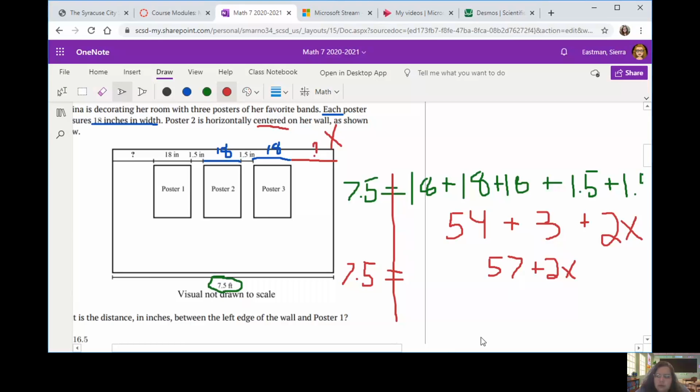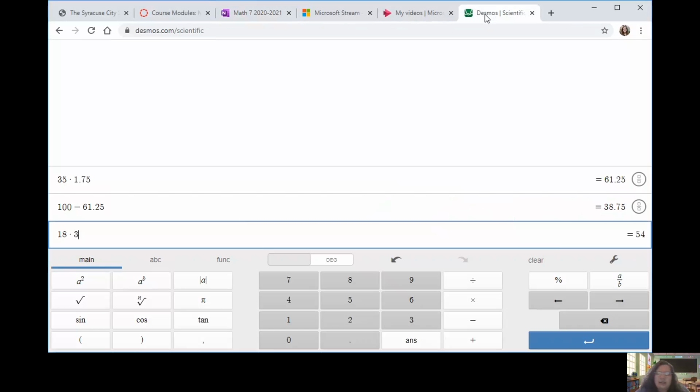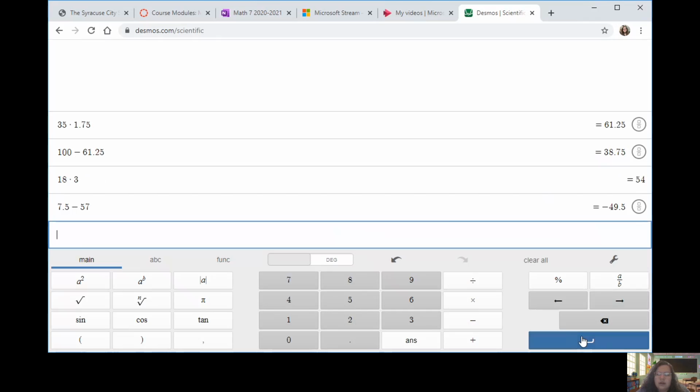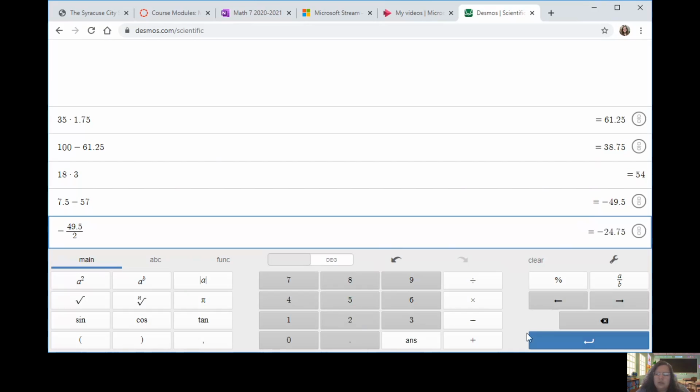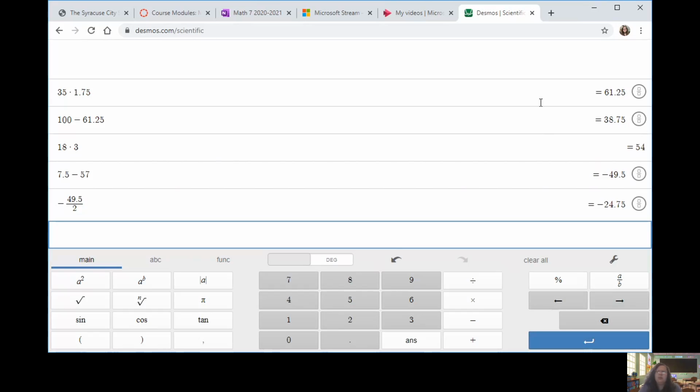I would have to subtract my 57, and then divide by the 2 to get x by itself. So I'm going to go ahead and try that now. Ready? If I kept it as a 7.5, I'd have to subtract that 57. And then I would have to take that answer, 49.5, and divide by 2. Negative 24.75. That doesn't seem correct.